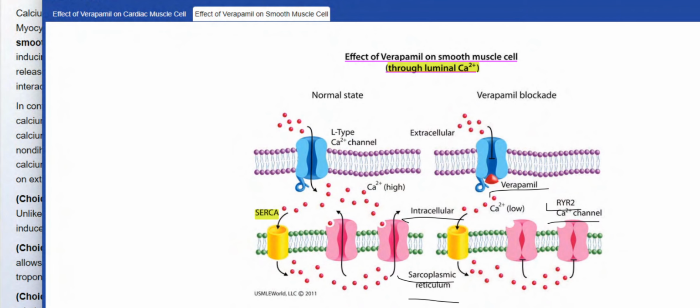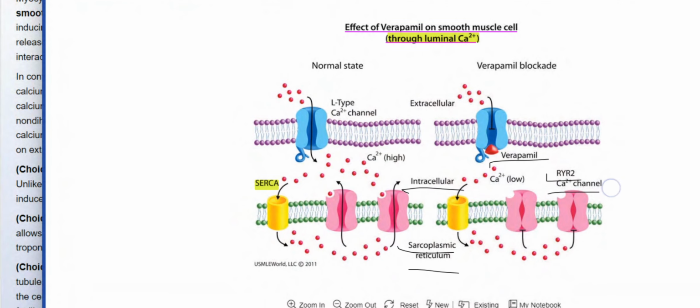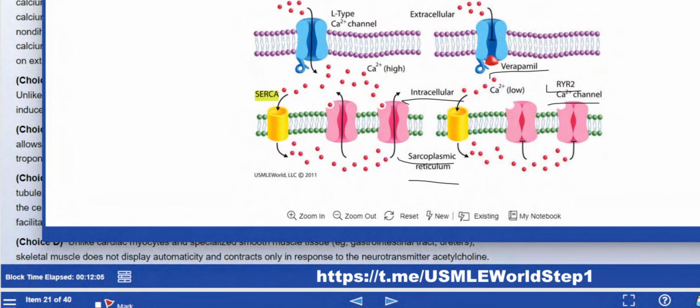Now the effect of verapamil on smooth muscle cell through luminal calcium. We have SERCA on the smooth endoplasmic reticulum and L-type calcium channel on the extracellular plasma membrane. Okay, and again we have RYR type 2 calcium channel.